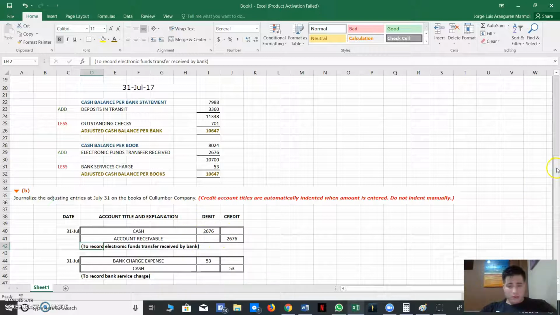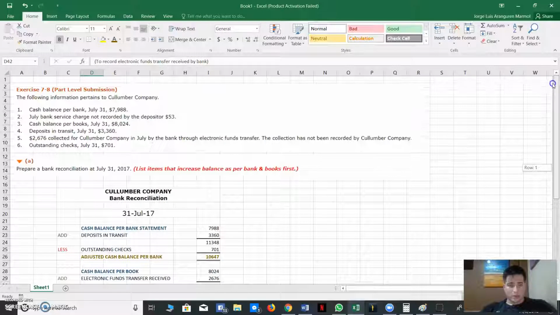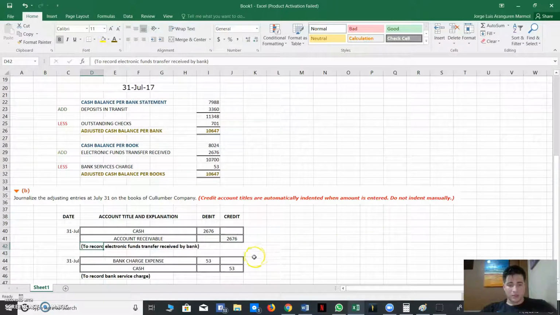The second one is the bank service charge. We need to record an expense. July bank service charge not recorded by the depositor, $53. In this case, we need to recognize that expense by debiting $53, and we need to decrease cash because we are paying that expense. We are giving our cash to the bank in this case, so we need to decrease the cash account. So that's the reason we are crediting $53.